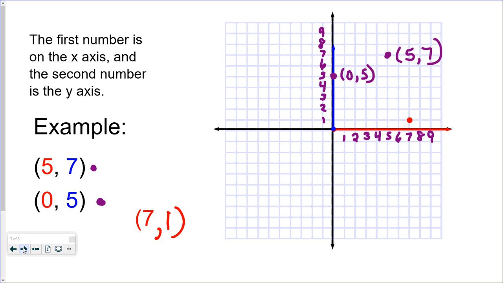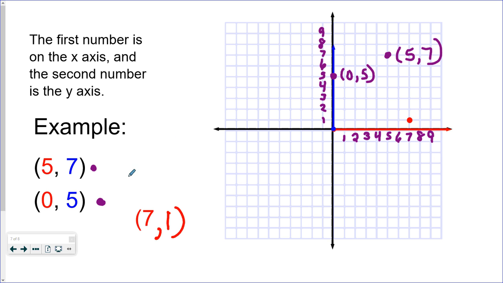Here are some other examples. We have 5 and 7. So I go down the street to 5, and then I go up to 7. If I had 0 and 5, that means I wouldn't have to go down the street at all, and I would just take the elevator up to 5. My point would be right on that line there. If I had 7 and 1, that means I'd go over 7 and up 1, and I would get my point right there.